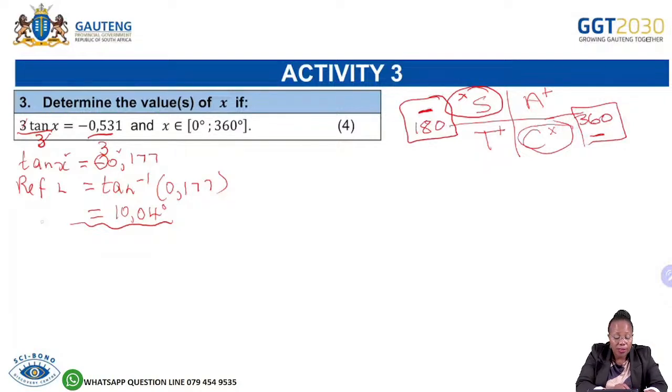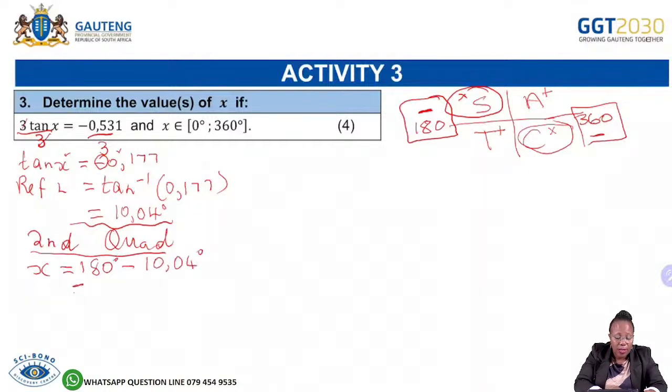So now we will start with quadrant 2, second quadrant. Our angle x is equal to the reduction in quadrant 2, 180 minus which angle? The reference angle 10,04. And then 180 minus 10, that is 160.